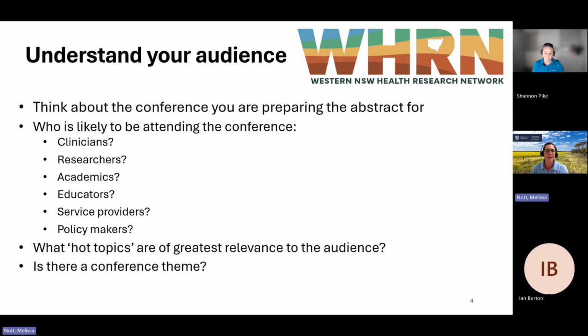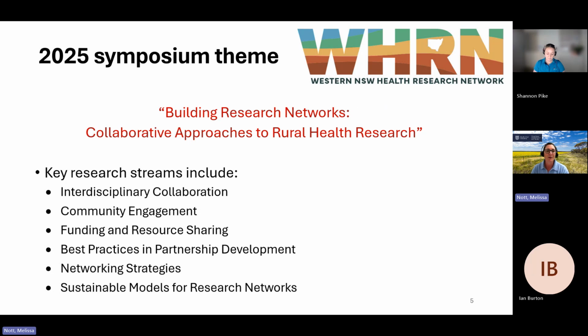It's also a really good idea to think about aligning your abstract with the conference theme. So this year, the WHRN 2025 Symposium theme is Building Research Networks, Collaborative Approaches to Rural Health Research. So the conference scientific committee is really looking for abstracts that highlight how we do rural health research in collaborative teams, in collaborative units, how we build networks that can really enhance our rural health research, our reach into the Western New South Wales network area.